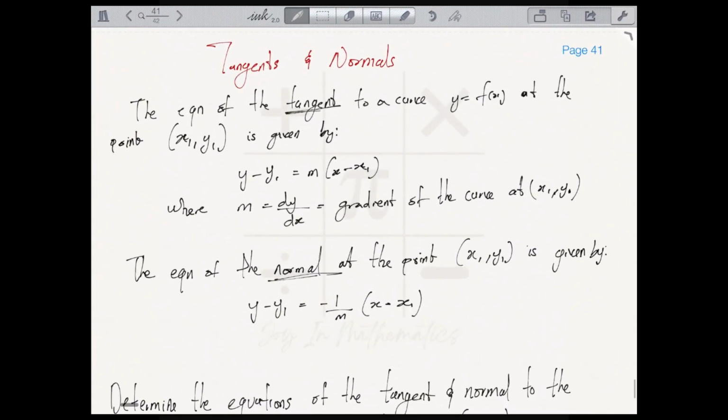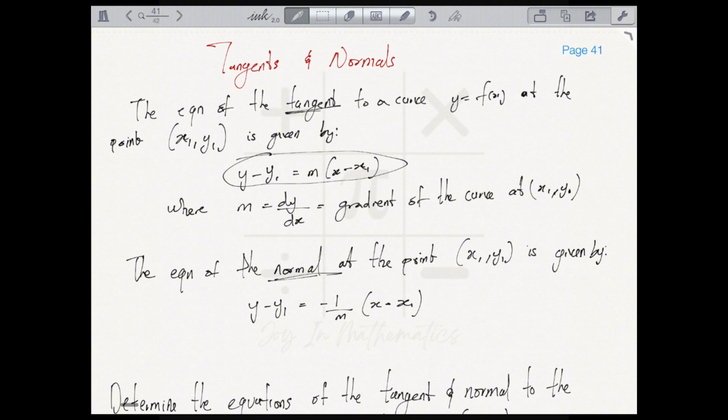Now, in this video, we'll be talking about tangents and normals to a curve. The equation of a tangent to a curve y = f(x) at point (x1, y1) is given by this equation, where m is the gradient. I believe we have discussed the gradient of a curve in video 11 in this series.